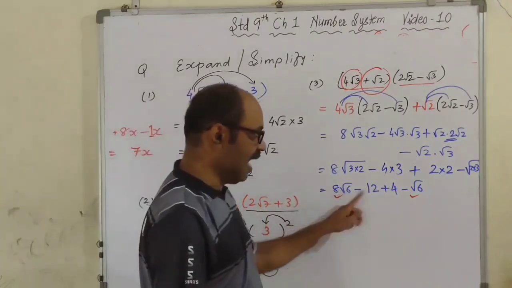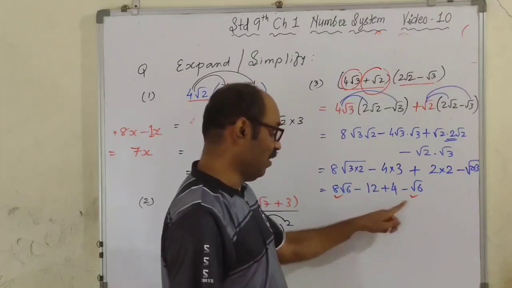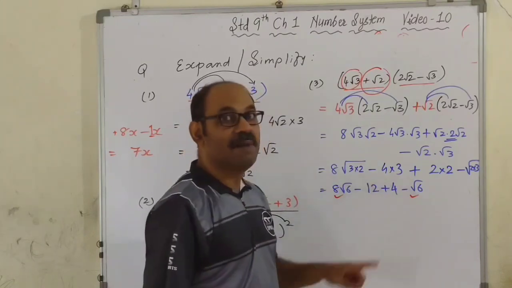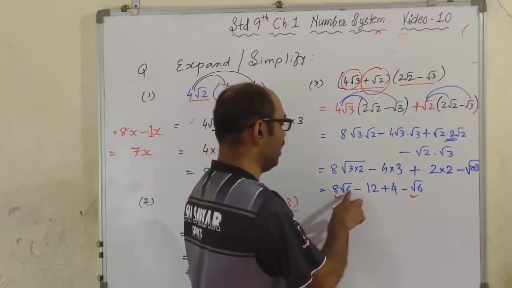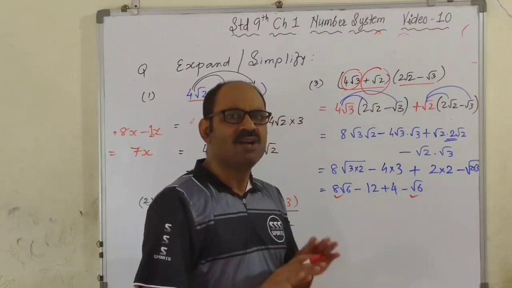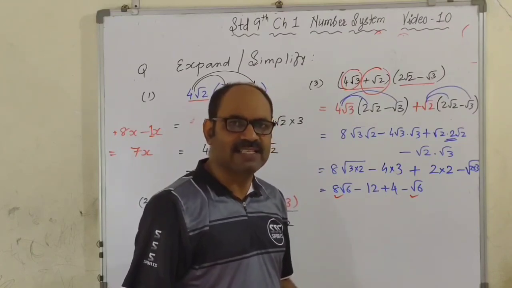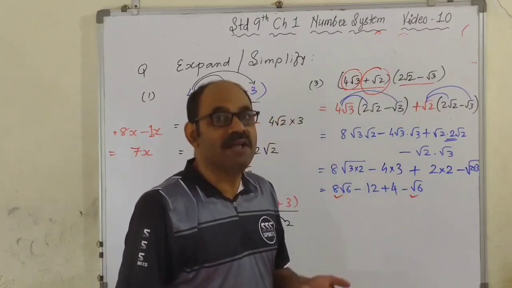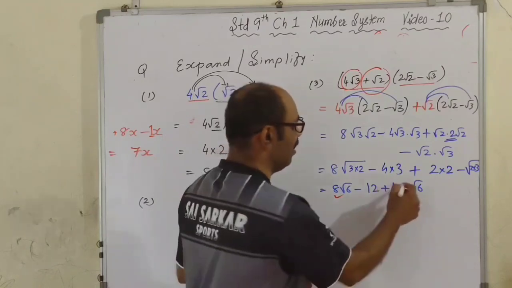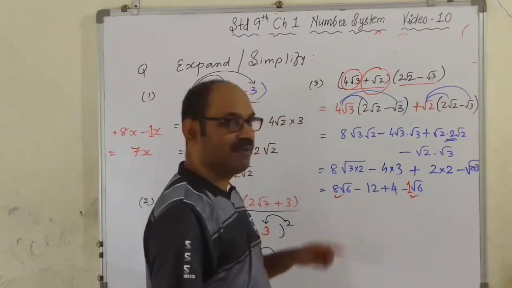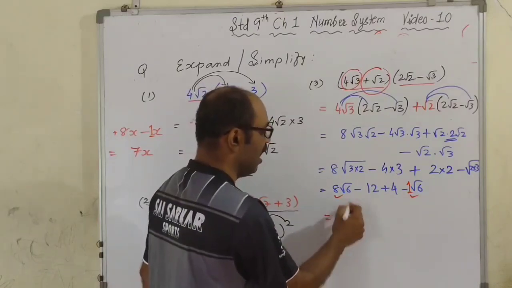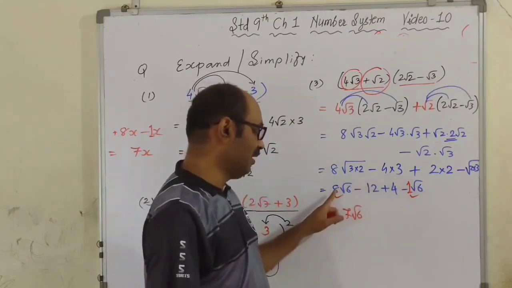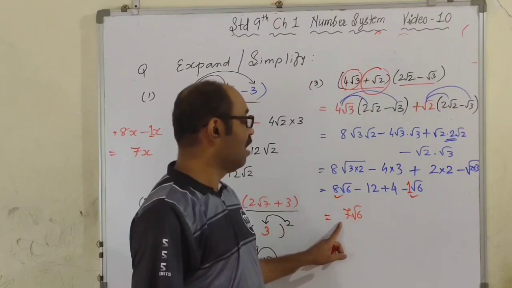Same thing here. Jaise x tha, yaha root 6 hai. So first and the last terms are like terms. So subtract kar sakte hai. Ye plus hai, ye minus hai. What is the operation on 8 root 6 and minus root 6? Is it multiplication? No. So that means addition. So see the signs and add or subtract. Yaha positive, yaha negative, so you have to subtract. What do you have to subtract? That small 1. 1 you have to subtract from it. What is 8 minus 1? 7. And that like term root 6. So simplification is 7 root 6. Ab dono mein se bada term 8, positive. So this is plus 7 root 6.